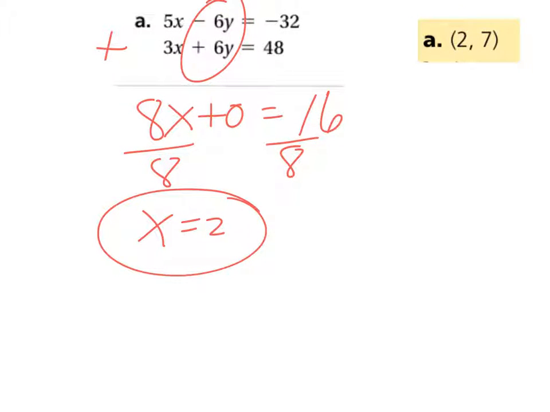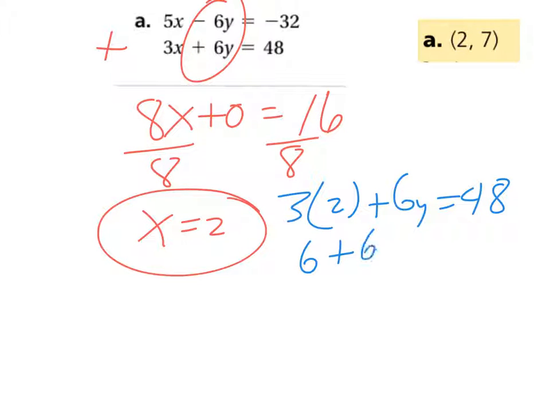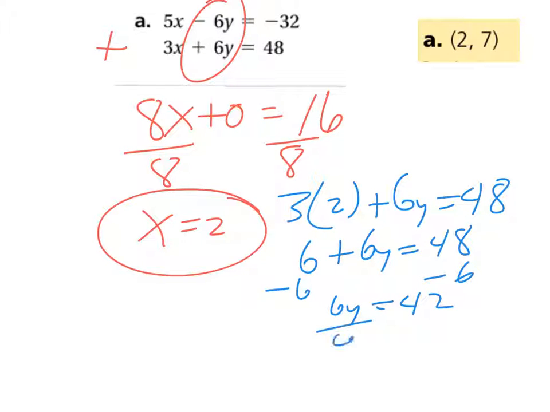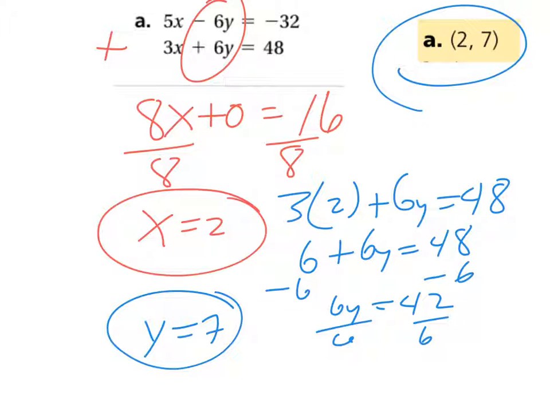Then I'm going to take my 2 and plug it into either one of the other two equations. It doesn't matter. So I'm going to take the second one. 3 times 2 plus 6y equals 48. 6 plus 6y equals 48. Subtract my 6. 6y equals 42. Divide my 6. And y equals 7. So my point becomes the point (2, 7). That is my solution for this system of equations.